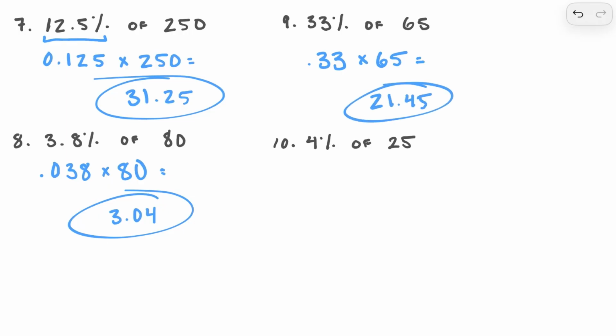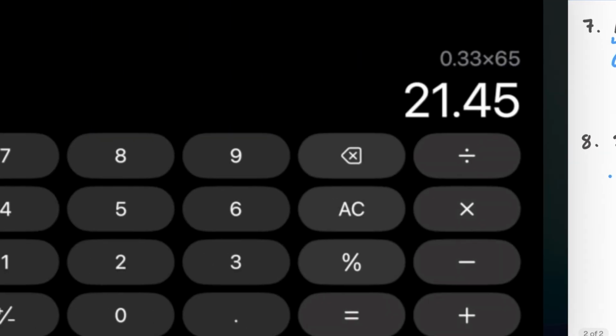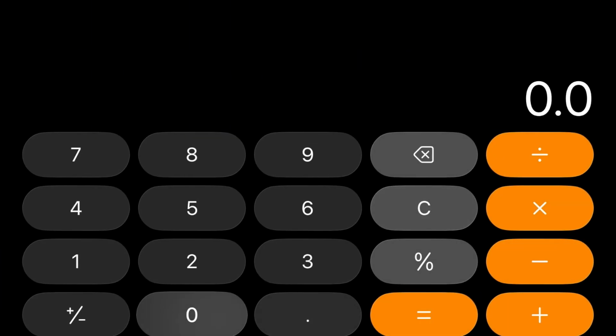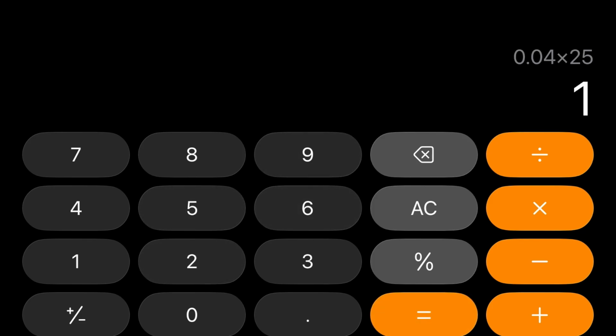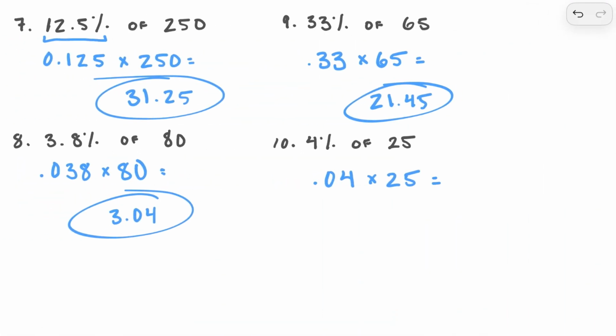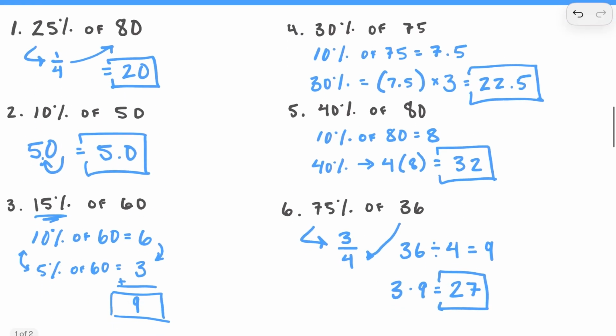And lastly, we have 4% of 25. This is going to be 0.04 times 25. Got 0.04 times 25 equal to 1. Oh, that's kind of fun. This is equal to 1. All right, and that is how you calculate percentages.